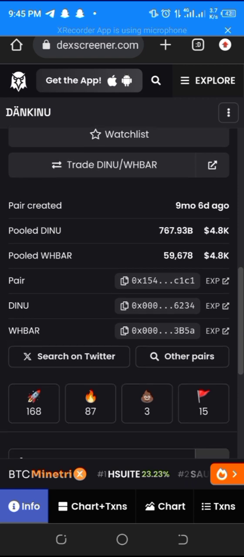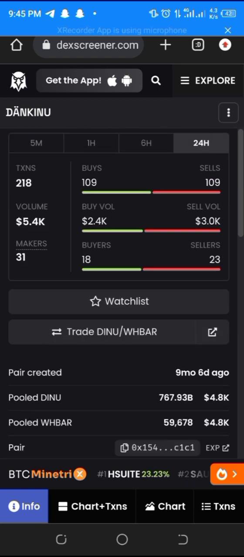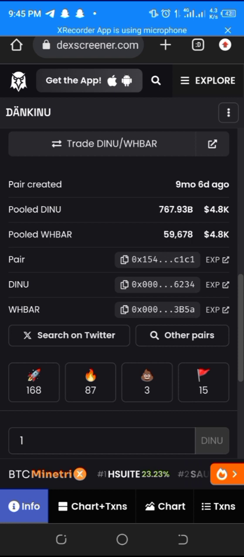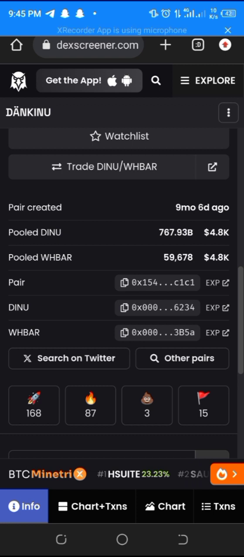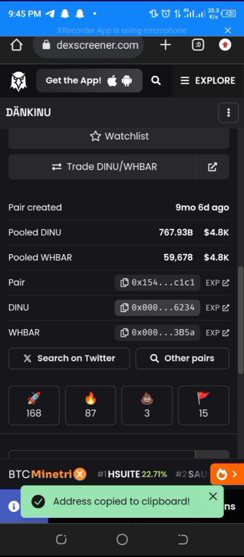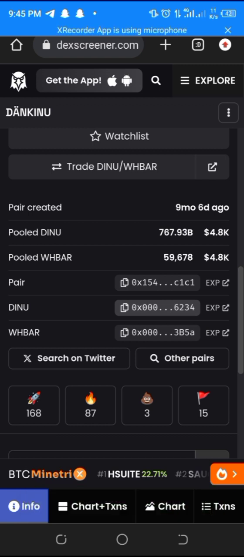So you want to copy the contract address. You scroll down, then you will see this one. You can see pair, you can see the coin, and you can see WHBAR. So this one, the one where they wrote its name exactly, you click the copy symbol in front of it. That is its contract address. Don't click on the one they wrote in front of pair, and don't click on the one they wrote in front of WHBAR. Those are different, right? The one they write in front of its actual name, that is the actual contract address.